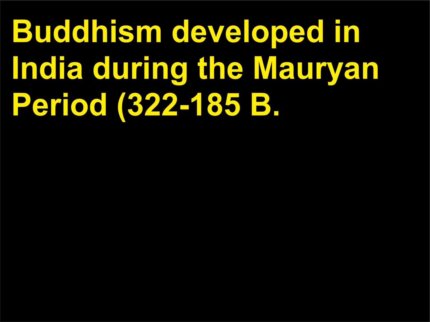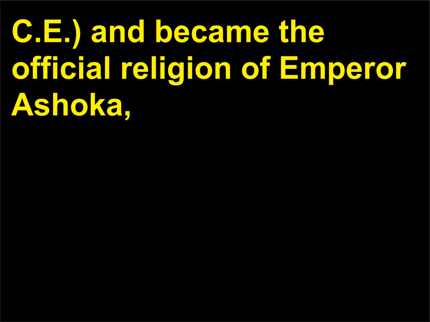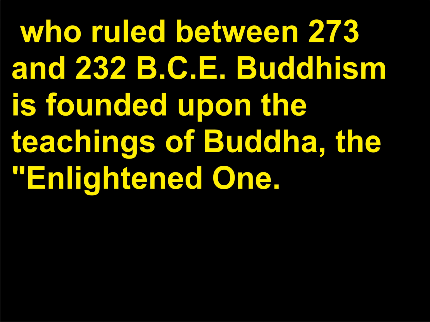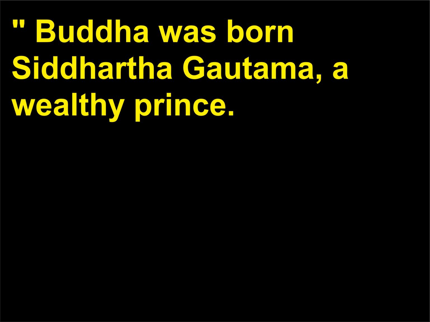Buddhism developed in India during the Mauryan period, 322 to 185 BCE, and became the official religion of Emperor Ashoka, who ruled between 273 and 232 BCE. Buddhism is founded upon the teachings of Buddha, the Enlightened One. Buddha was born Siddhartha Gautama, a wealthy prince.